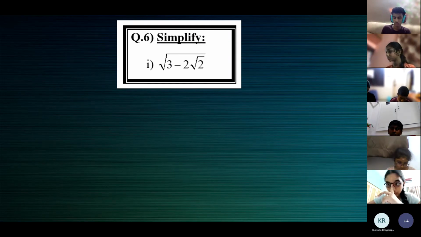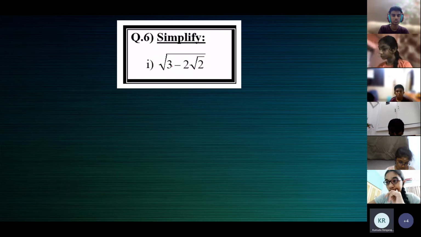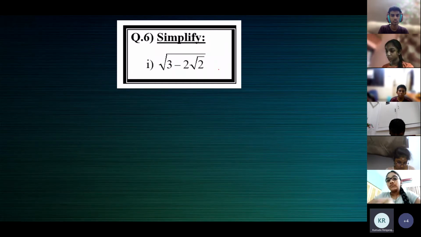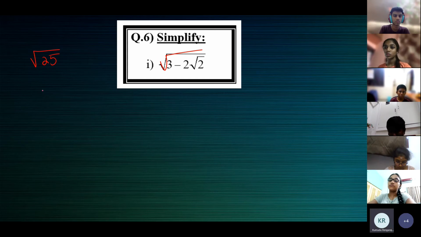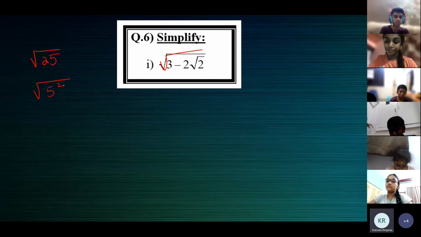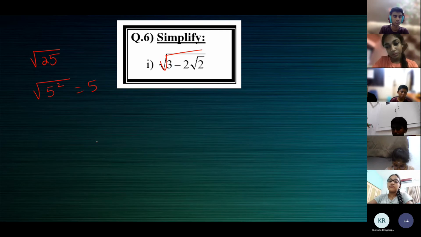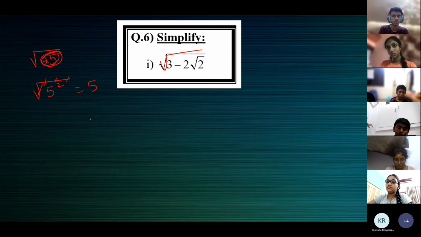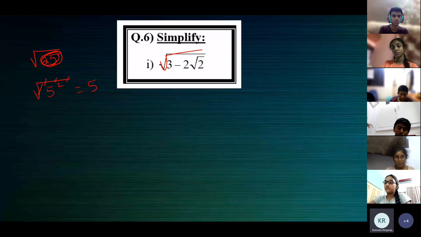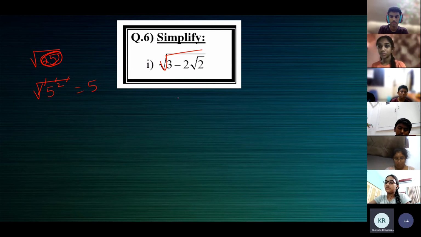Now, the thing is, you must make 3 minus 2 root 2 look like a perfect square. Only then you can get rid of the square root symbol. When you have, say, square root of 25, it is square root of 5 into 5 or 5 square, so it is nothing but 5. To get rid of the square root symbol, you need to make the expression under the square root a perfect square. If the expression under the square root is a perfect square, then you can get rid of the square root symbol.